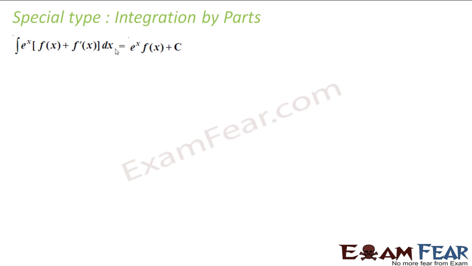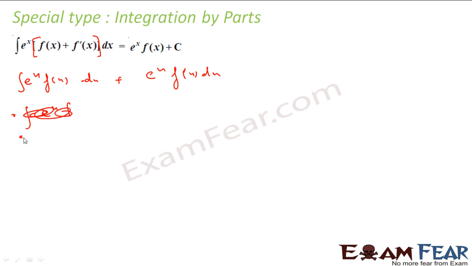There is a special type of integration by parts, that is, if functions are of this form, integration of e to the power x (f(x) plus f'(x)) dx, that is equal to e to the power x f(x) plus c. I'll prove this so that when we have questions on this we can directly use the formula. So the theorem goes like this: e to the power x f(x) plus f'(x), I can write as integration of e to the power x f(x) dx plus e to the power x f'(x) dx, right?